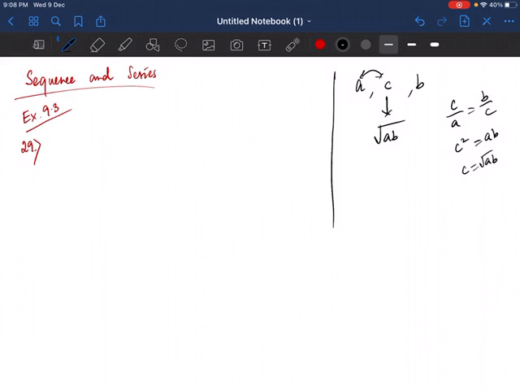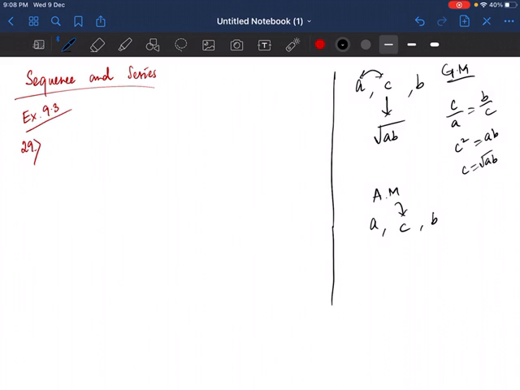Now we have to find the arithmetic mean. So what is arithmetic mean? Arithmetic mean is the same concept. If you have two numbers, the arithmetic mean will be that number which must be placed between A and B such that A, C, B are in AP. So what will be the arithmetic mean? What will be that value of C?